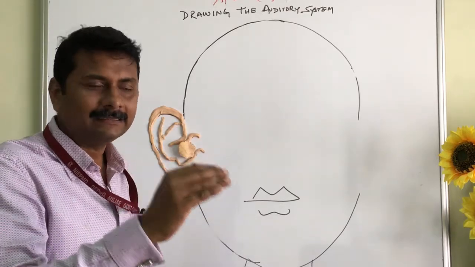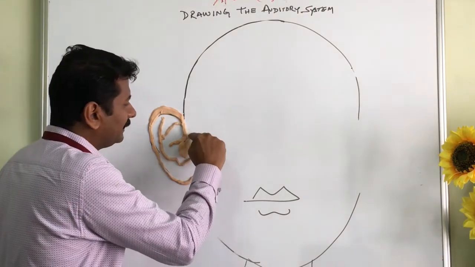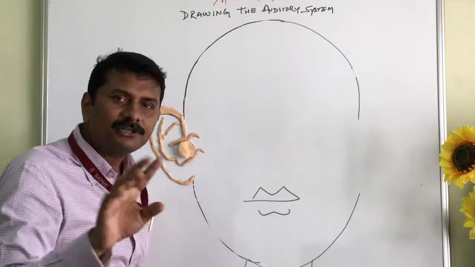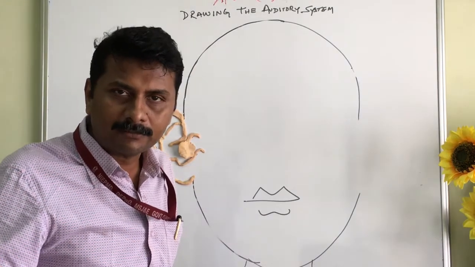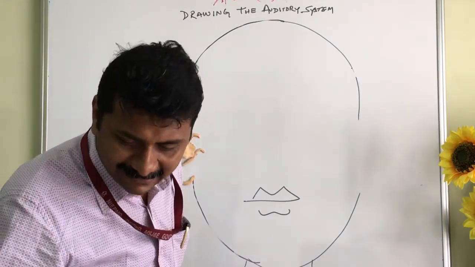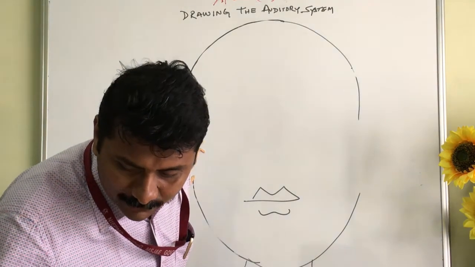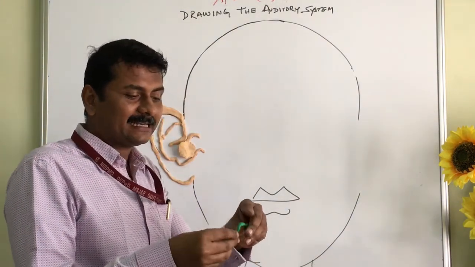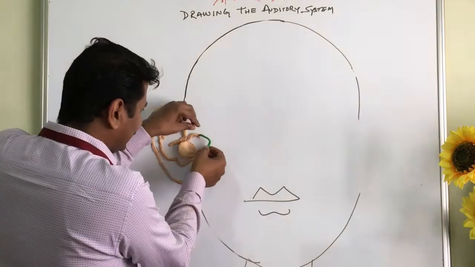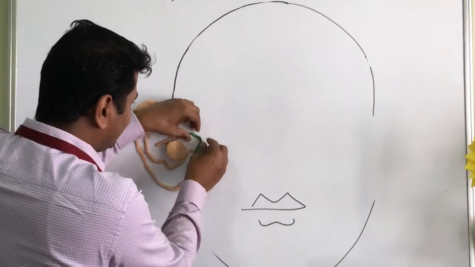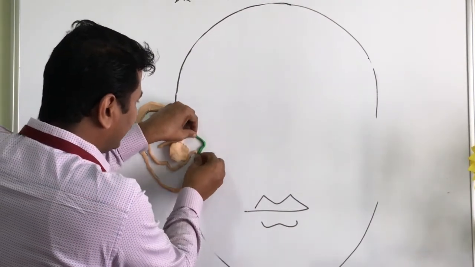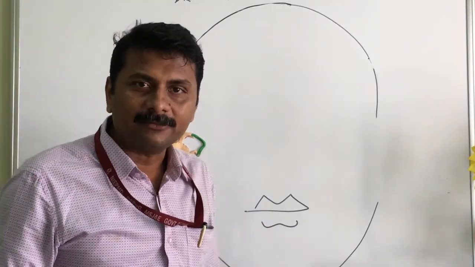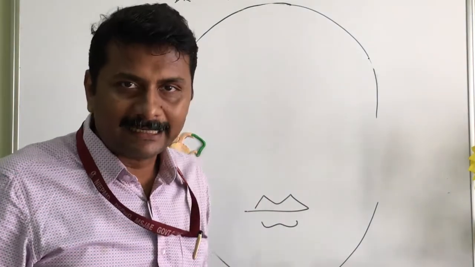As we go further, the next part is the external auditory meatus. It is an S-shaped cavity, 2/3 bony, 1/3 cartilaginous. Then as we go further, the final boundary of the external ear is the tympanic membrane in green. So here is the tympanic membrane, which is the border to the external ear. Beyond it, we have the middle ear.